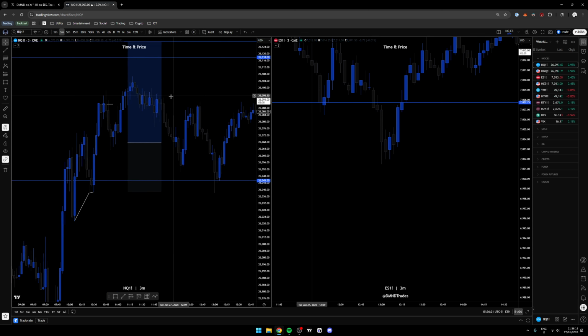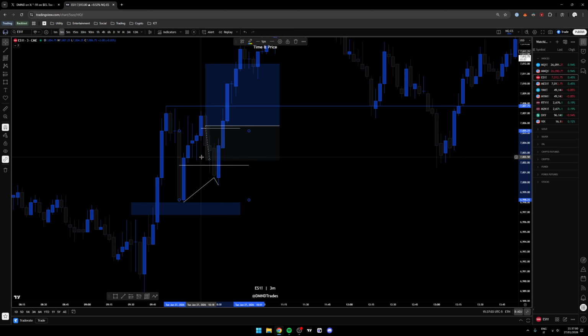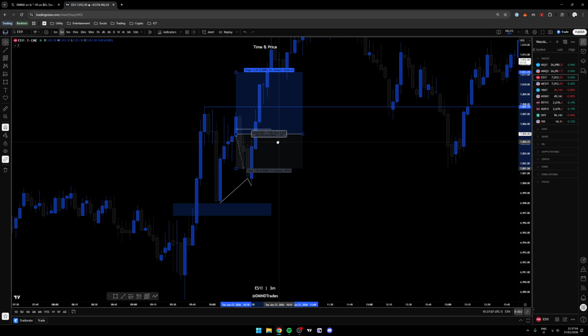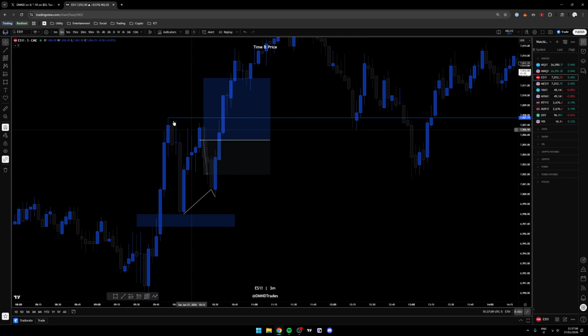I entered somewhere here, and I had my stop below this low. Most of the time it's fine because this low is around, let me show you. It's just below EQ, just above EQ, my bad, of this opposing 3-minute CSD. So I could have traded this 3-minute CSD, but decided not to do that.